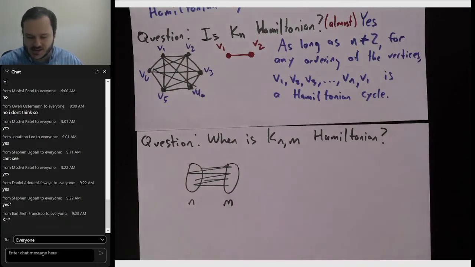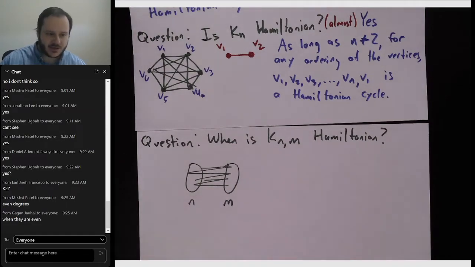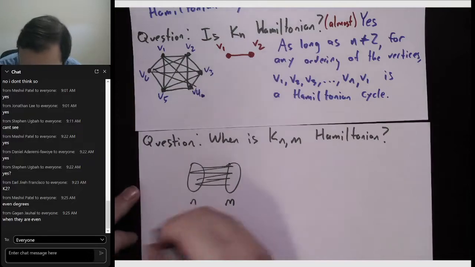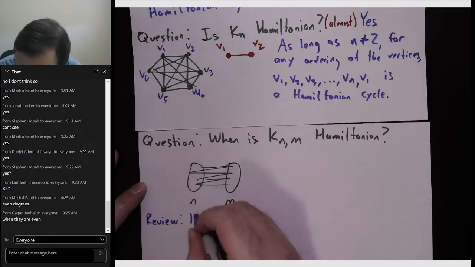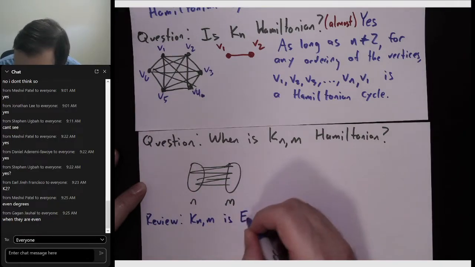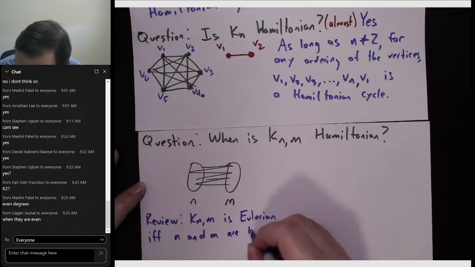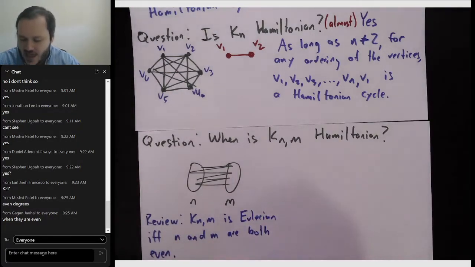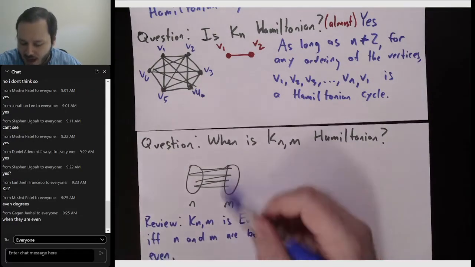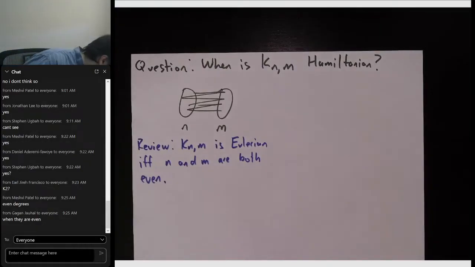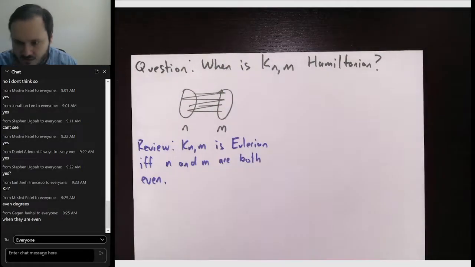So really quick review, when is K_{N,M} Eulerian? When can I use up every edge? Yeah, I need everything to have an even degree, which in the case of the complete bipartite graph means N and M are both even. So K_{N,M} is Eulerian if and only if N and M are both even. Because if N is even, then everything over here has even degree. And if M is even, everything over here has even degree. And we're Eulerian if and only if every vertex has even degree. So in order to be Eulerian, we need them to both be even.